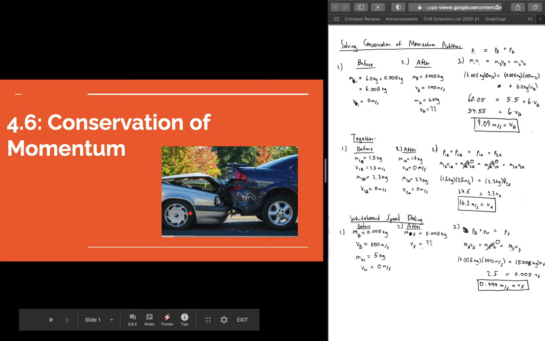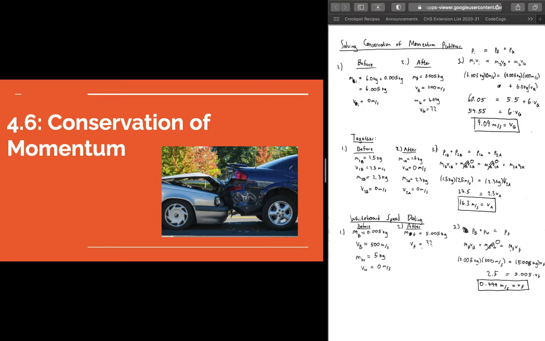Topic 4.6, conservation of momentum, is the culminating topic for the momentum perspective, the momentum part of our unit on energy and momentum.